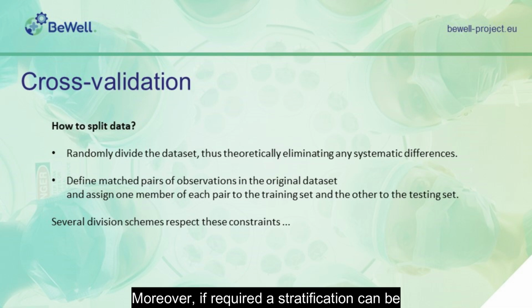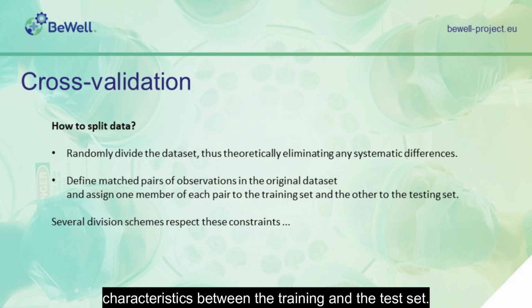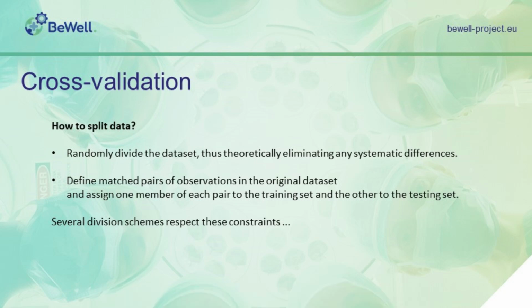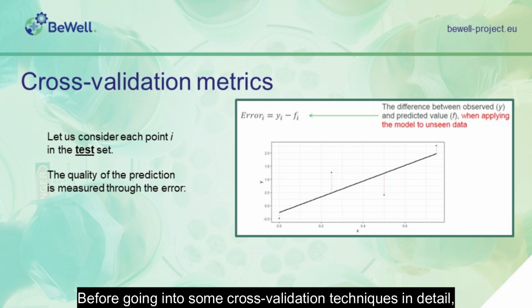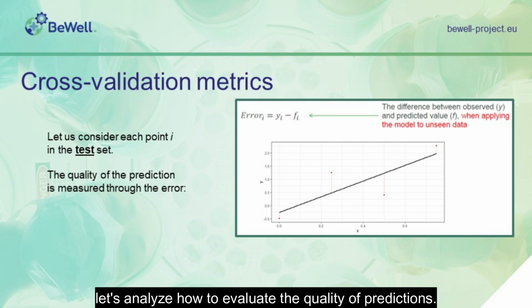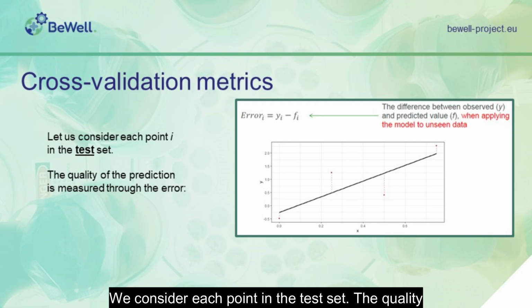Moreover, if required, a stratification can be included in the random division to balance the characteristics between the training and the test set. Before going into some cross-validation techniques in detail, let's analyze how to evaluate the quality of predictions. We consider each point in the test set.